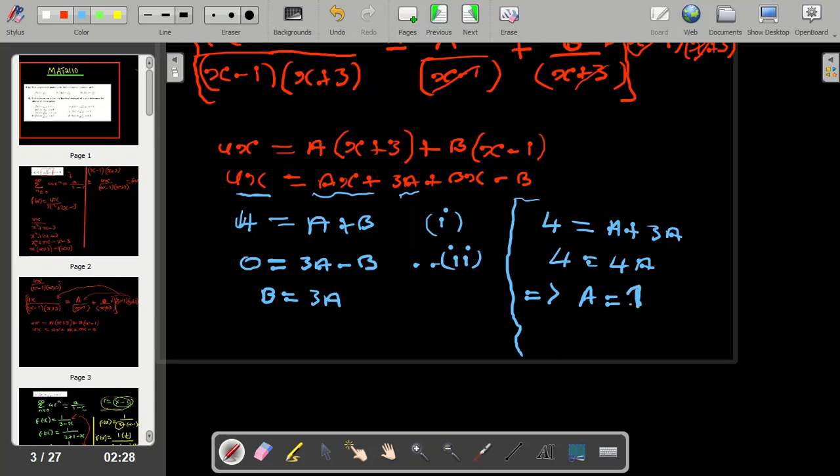That would be our A value. Then B would be equal to, when we use this equation there, we'll find that B is equal to positive 3. So now we've decomposed our given function into partial fractions, simpler fractions. So let's proceed. So we know that our A is equal to 1, and then our B is equal to 3. Okay, so let's proceed.